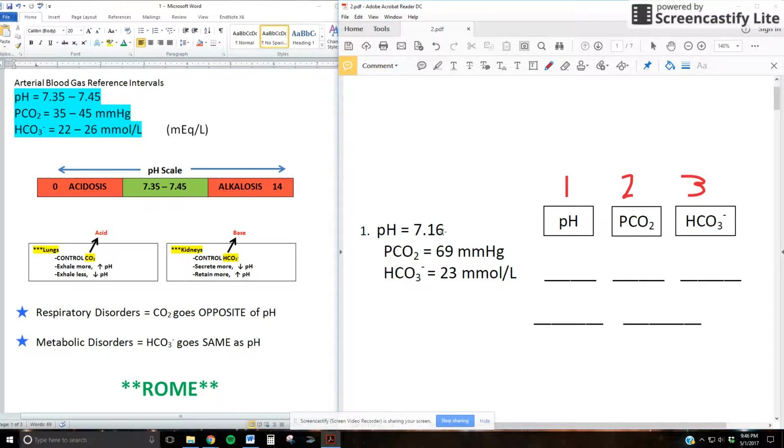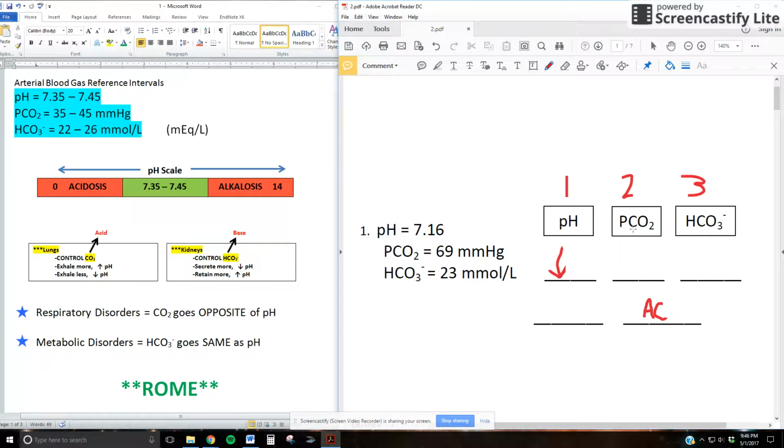And how we do that, you can draw it out. pH, it's 7.16. So we look over here at our reference range, that's below 7.35. So we know it's low. It's going to be acidosis by our scale. And so, boom, right there, you already have a quarter or like half of the problem out of the way because we know it's acidosis.